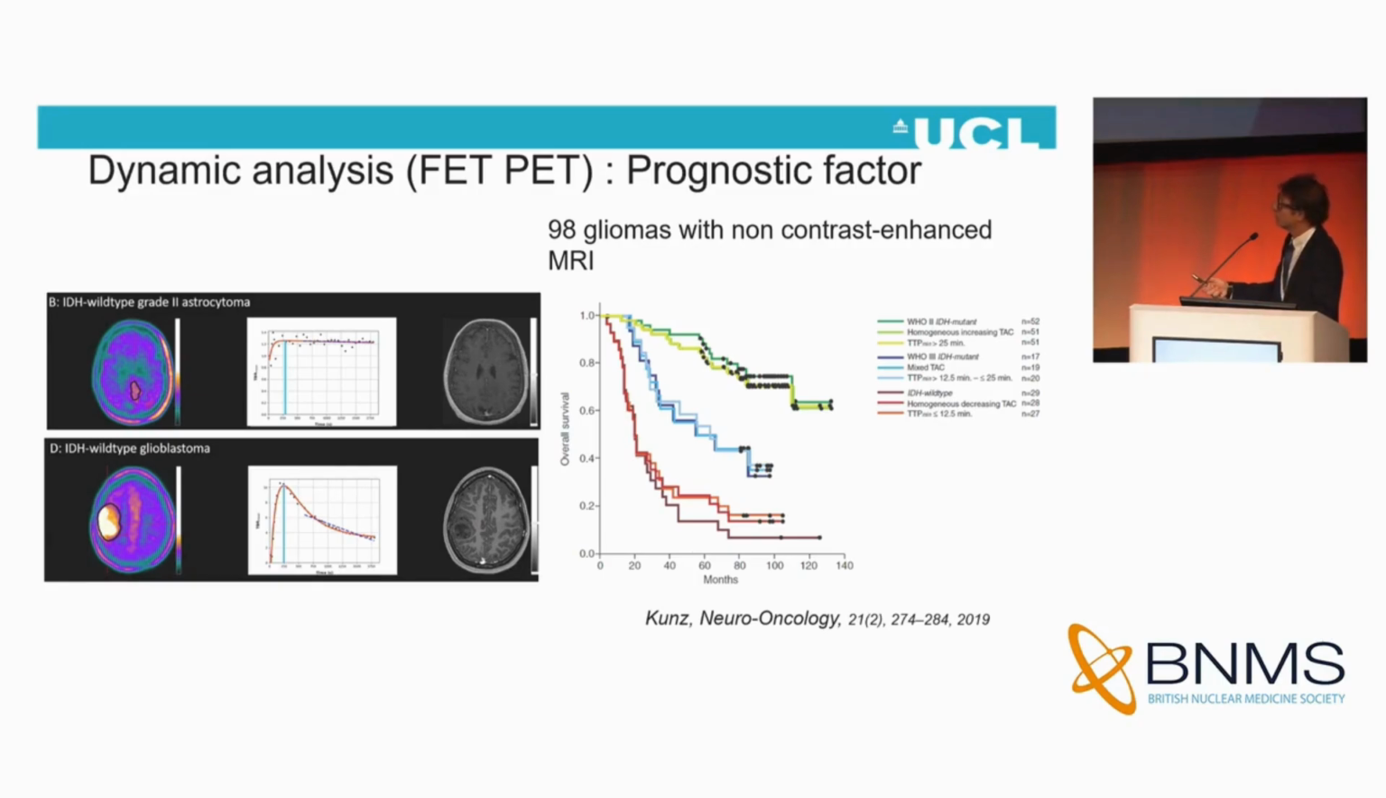Here the authors plotted the rise of the curve, the TTP, so time to peak, less than 12.5 minutes, against the survival of patients with different types of tumor, and they showed a clear independent marker of survival based on the dynamic curve. In practice, the shorter the time to peak, the more aggressive the tumor.